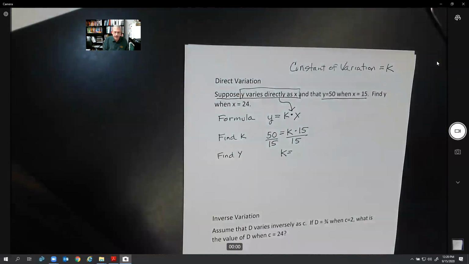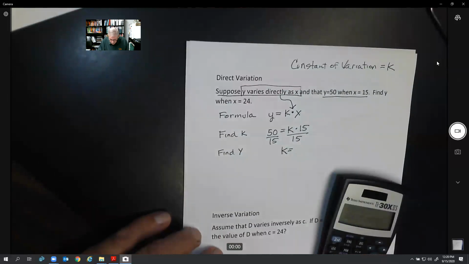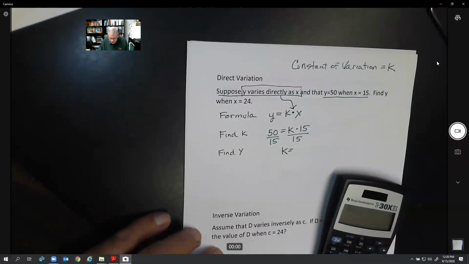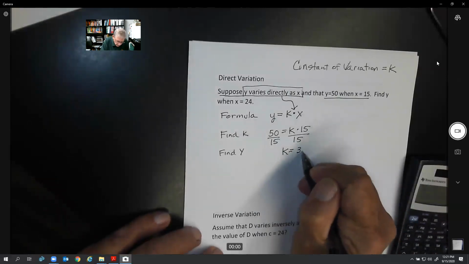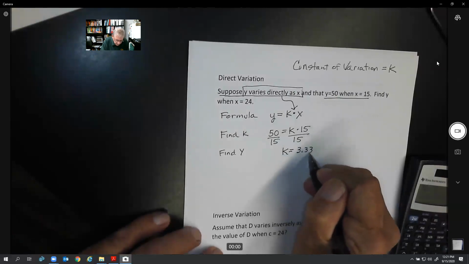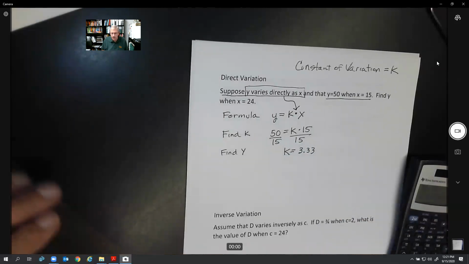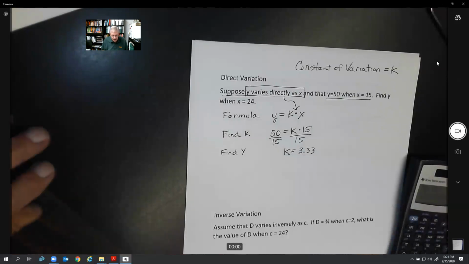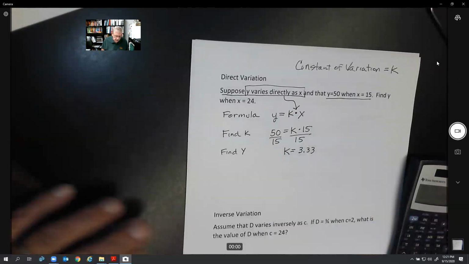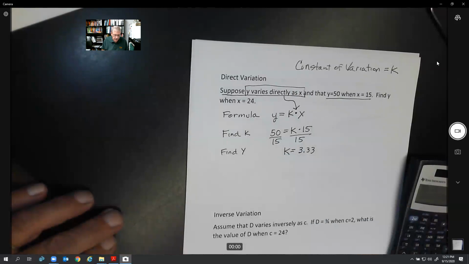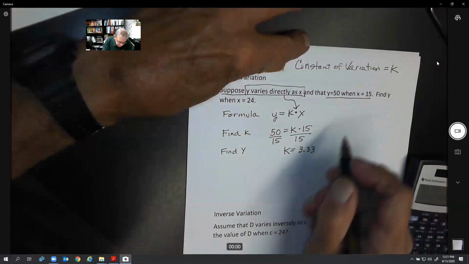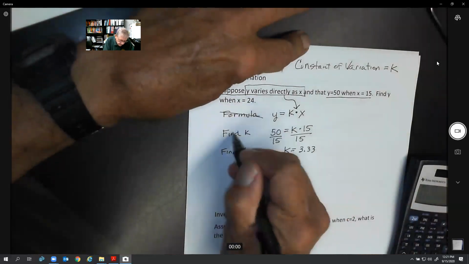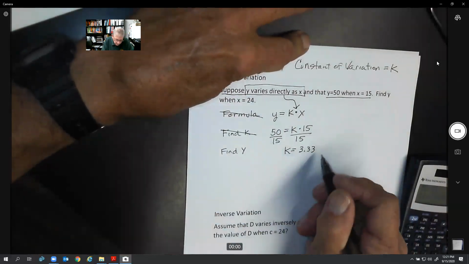Let's see what that would be. 50 divided by 15 is 3.333. Okay, so it didn't come out real nice, but we'll write it down. Or you could write 3 1/3 if you wanted to. You could write it as a fraction. But we'll go ahead and use the 3.333. And then we're going to find Y. So we found the formula, we found K, now we're looking for Y.